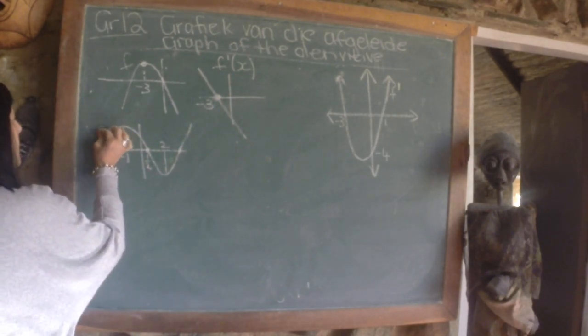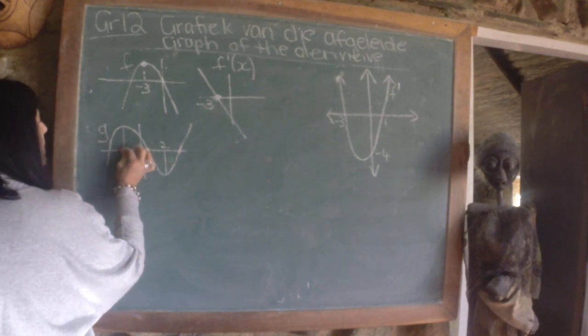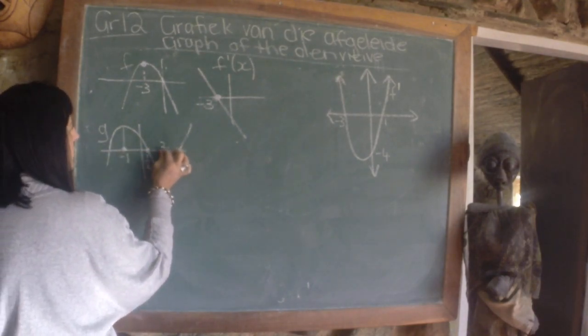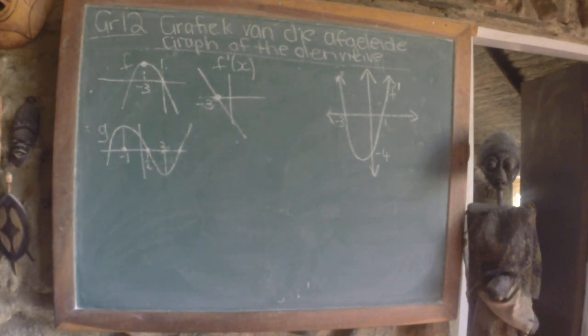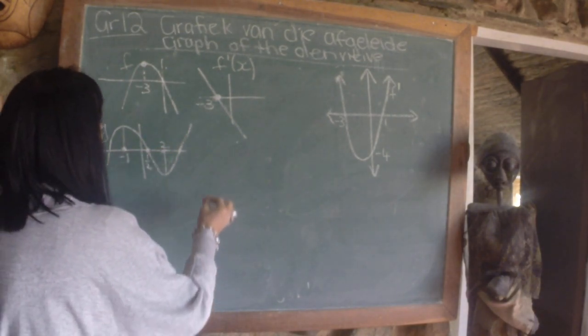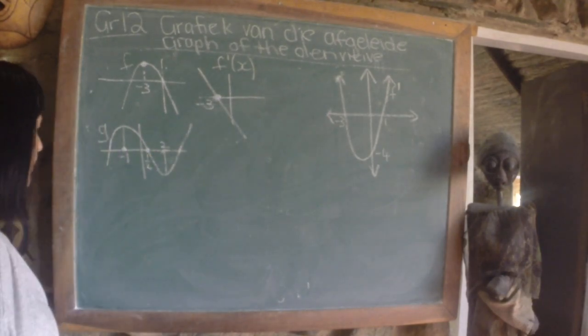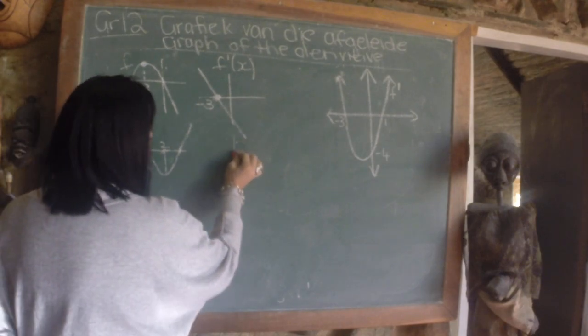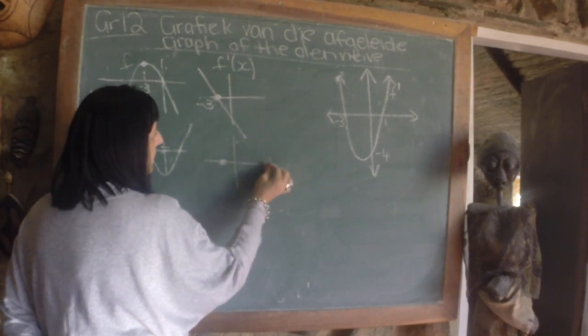Kom ons kyk na hierdie ouetjie. Dit is 'n derde graadse funksie. So I need a rough work sketch of the derivative of g. So kom ons gaan kyk. Ons het ons twee x-waardes van ons stasionêre punte en ons het die x-waarde van ons buigpunt. So as ek my werk ken, dan weet ek, die prentjie van hierdie ouetjie is 'n parabool. En die x-afsnitte van my parabool moet dan wees -1 en 2.